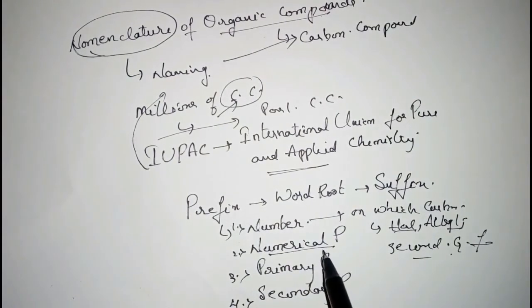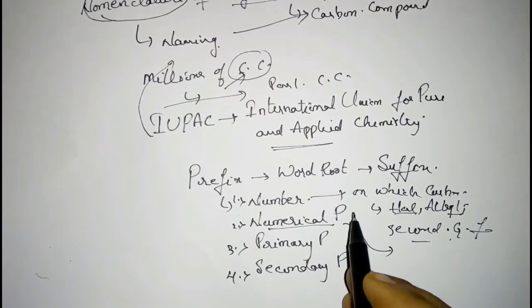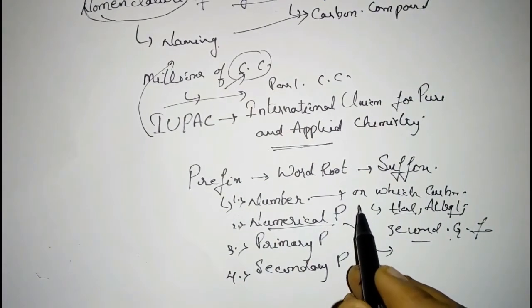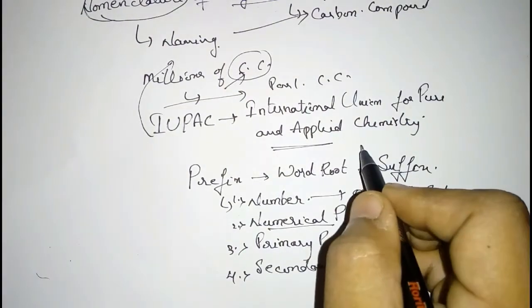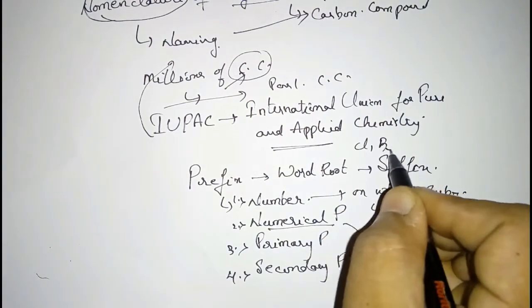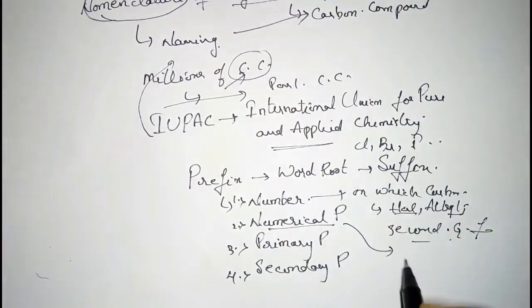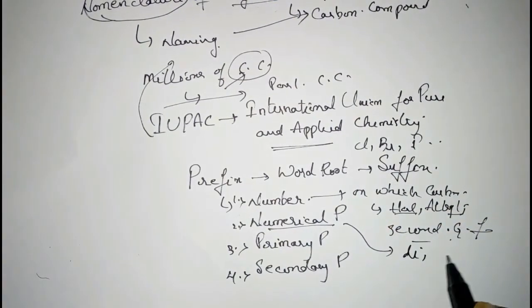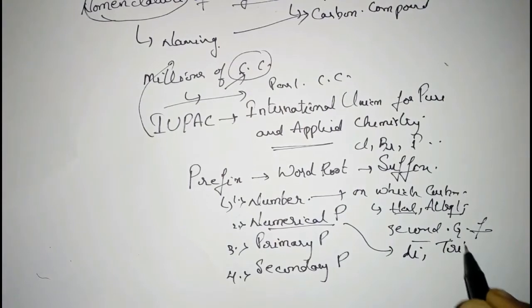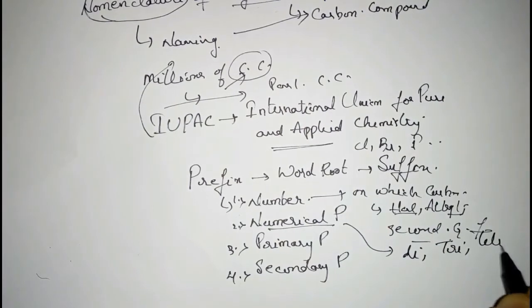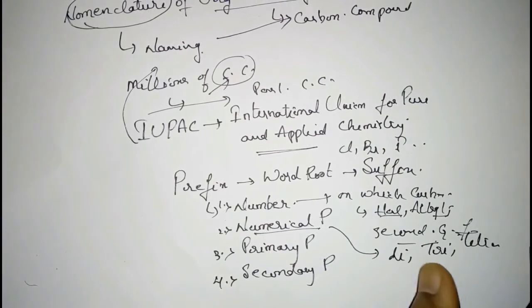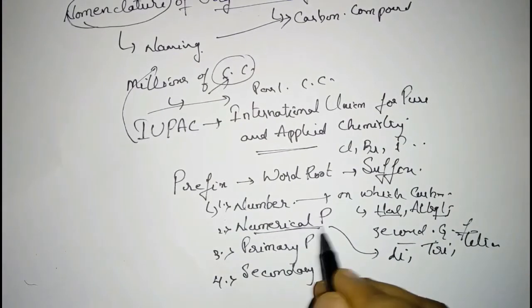And then what does the numerical prefix say? The numerical prefix says, if the same type of substituents are present, like two halogens, and halogen may be chlorine, bromine, or iodine, you will name it as di. If it contains three substituents, we will say tri. If it is four, we will say tetra. Understood? That is what the numerical prefix says.